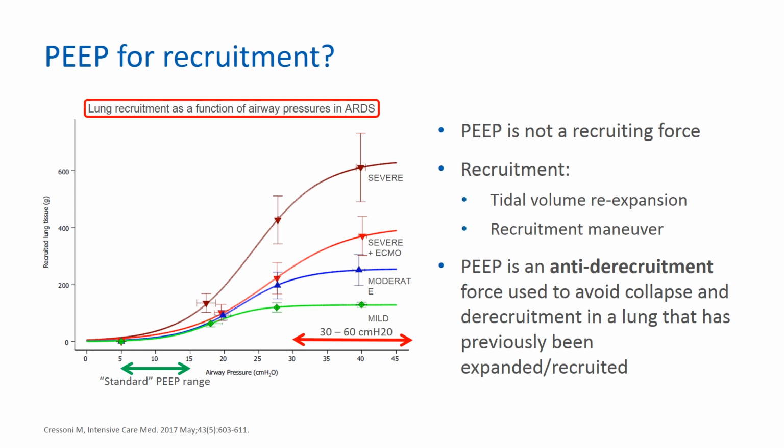The associated graph demonstrates lung recruitment as a function of airway pressure. This figure presents the grams of lung tissue on the y-axis, which regain inflation as a result of applied airway pressure on the x-axis, with mild ARDS represented by the green line, moderate ARDS by the blue line, severe ARDS with ECMO by the light red line, and severe ARDS without ECMO by the dark red line.